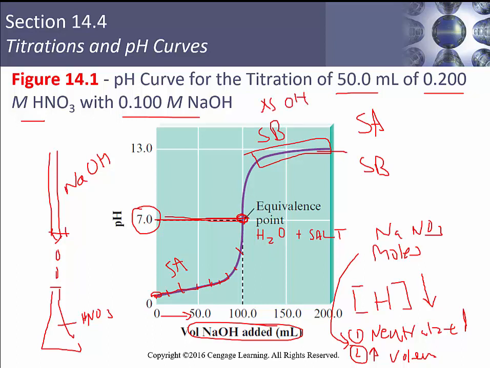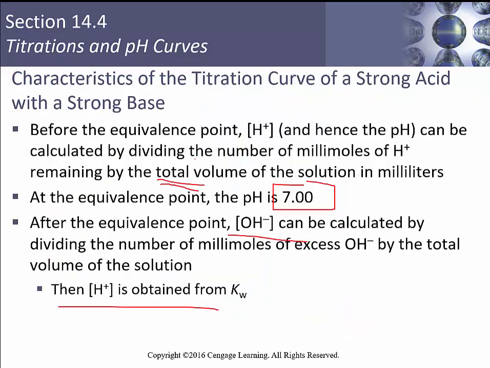Right? It's a strong base problem. Now I'm going to find out how many moles of hydroxide I have, divide by the total volume. Now this total volume part will often confuse people, so make sure you're doing your initial volume plus your added volume.